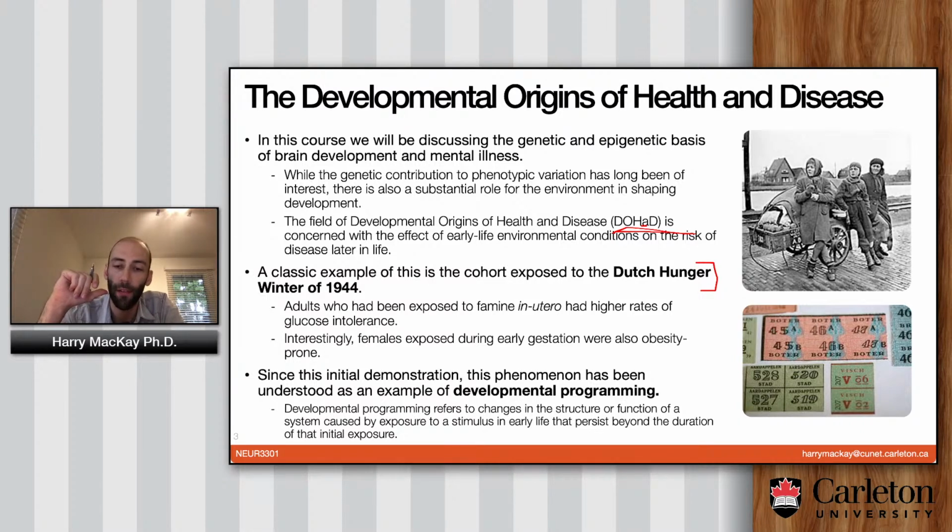So this was an event that took place in World War II. Perhaps you've heard of this war. It was a pretty big one that happened in the entire world. The Nazis had essentially blockaded the Netherlands and led to cities there basically going without food shipments for an entire winter.